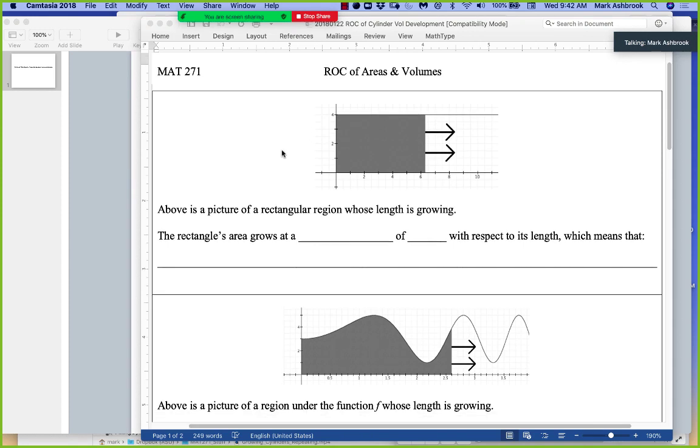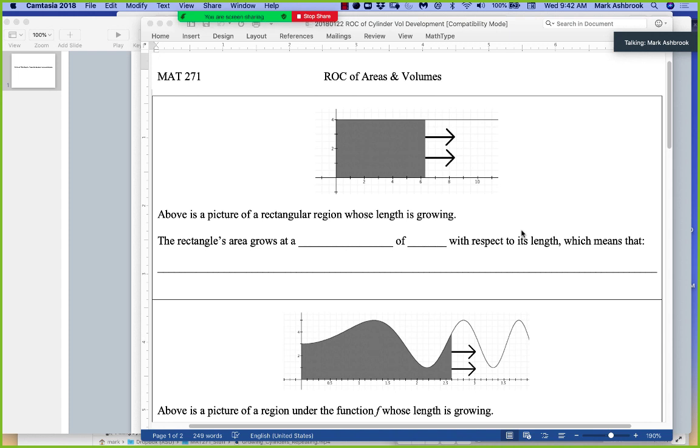So let's review here. Above is a picture of a rectangular region whose length is growing. The rectangle, so let's think about this. The rectangle's area grows at a something of, and then this is a value with respect to its length, which means what? If we're saying it's growing, we're saying it's growing at a, what fills in the blanks here?